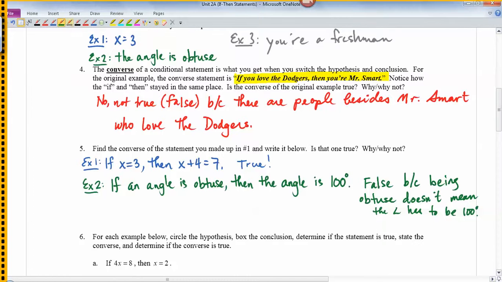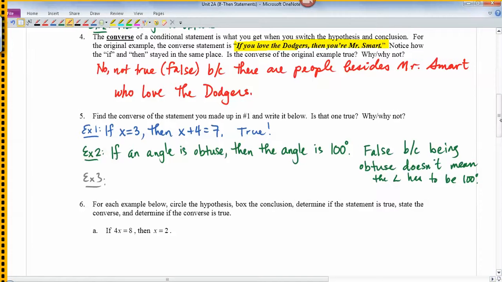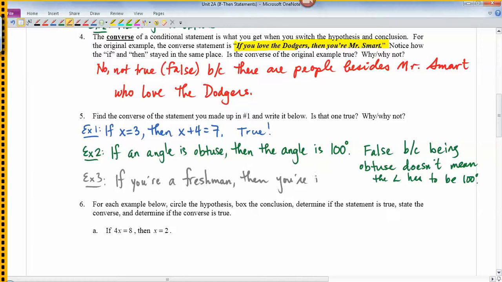And then let's look at example 3 again. So the original was if you're in 9th grade, then you're a freshman. So the converse, switch your freshman with your 9th grade. So if you're a freshman, then you're in 9th grade. And that one, if you're a freshman, yeah, you have to be in 9th grade, so that is true. Okay, I guess you could argue it's false if you say freshman in college is different, but whatever. For our purposes, we can say that's true.